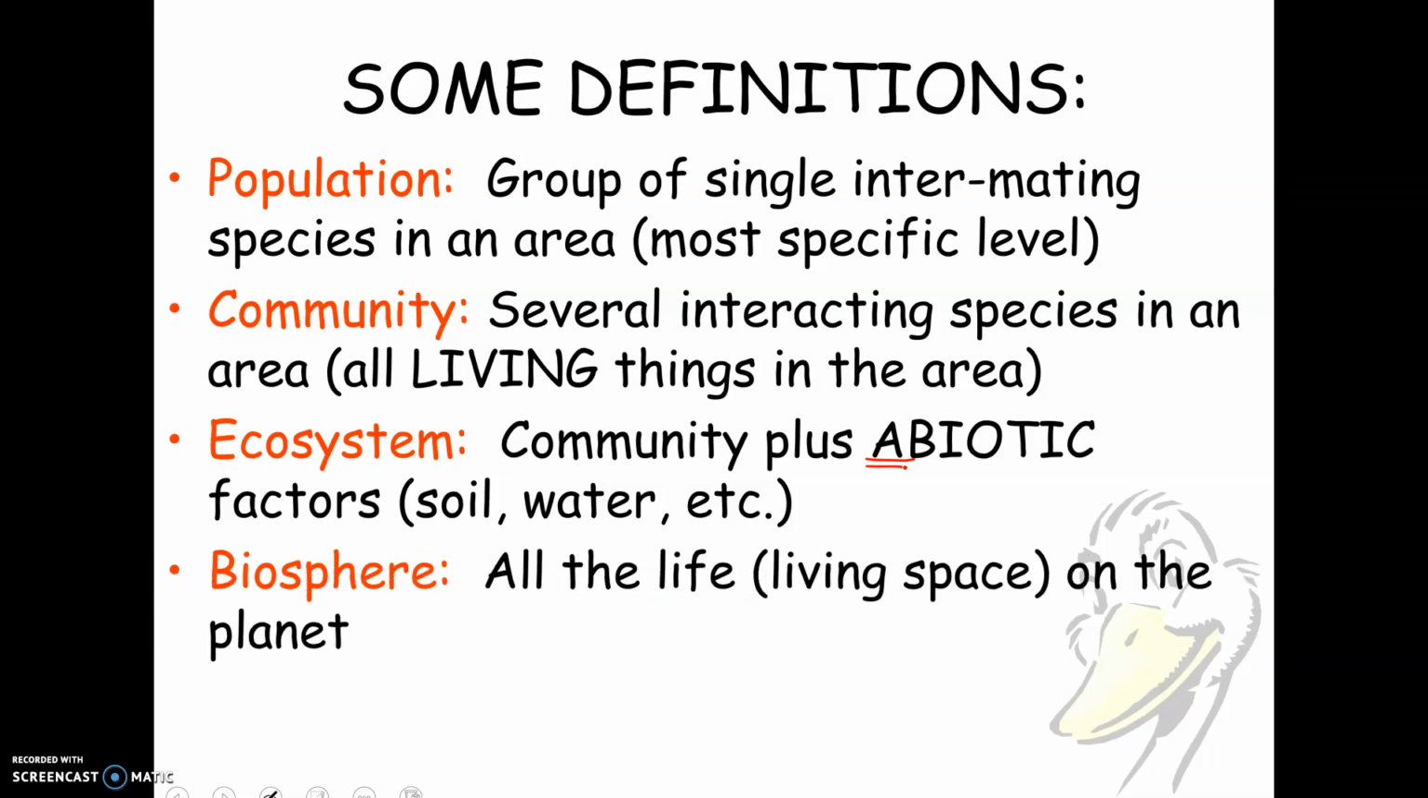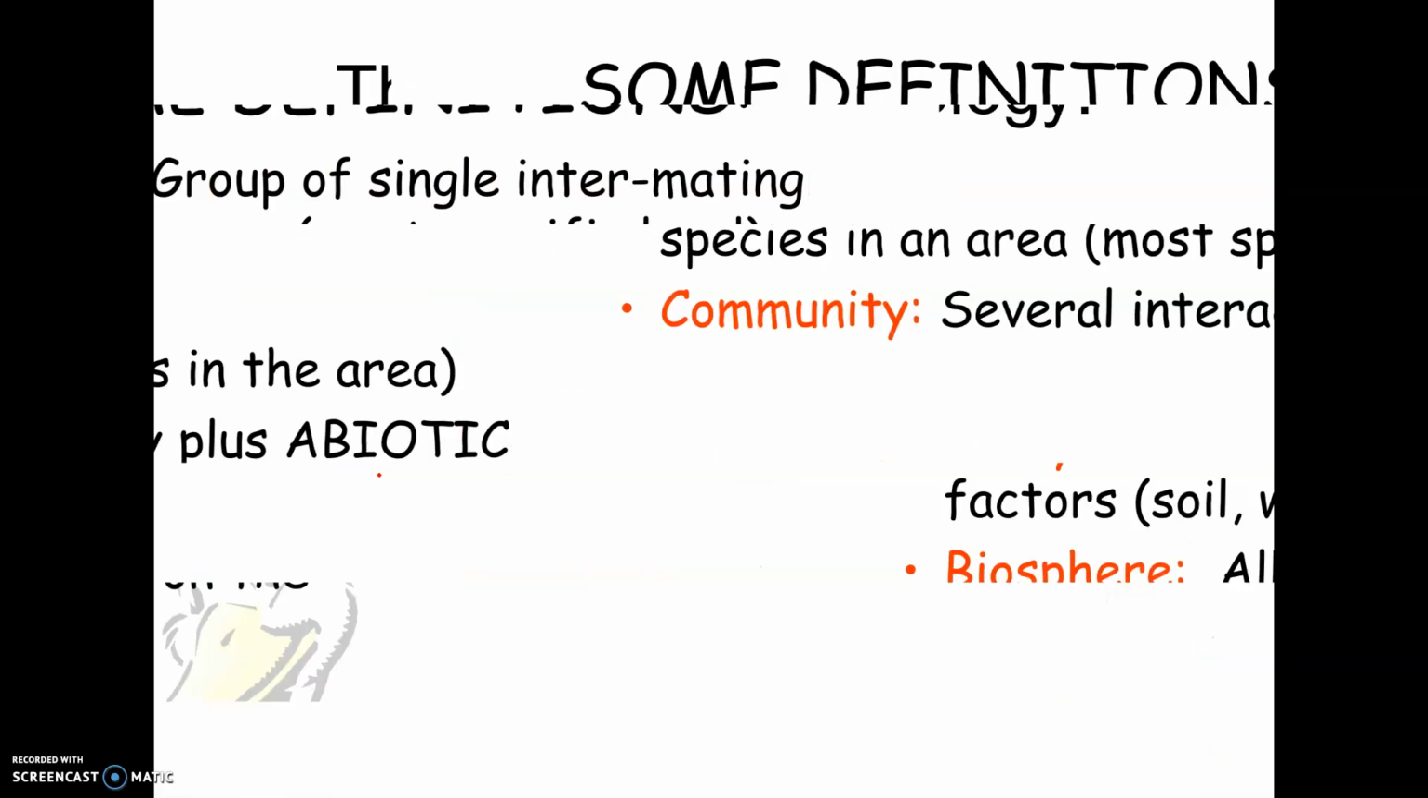And finally, the biosphere, which is just a general word for all the living space on the planet. So this would be the most general, everything would be part of the same biosphere, but then within the biosphere, we have ecosystems. Within an ecosystem, we have communities. Within the community, we have several populations.